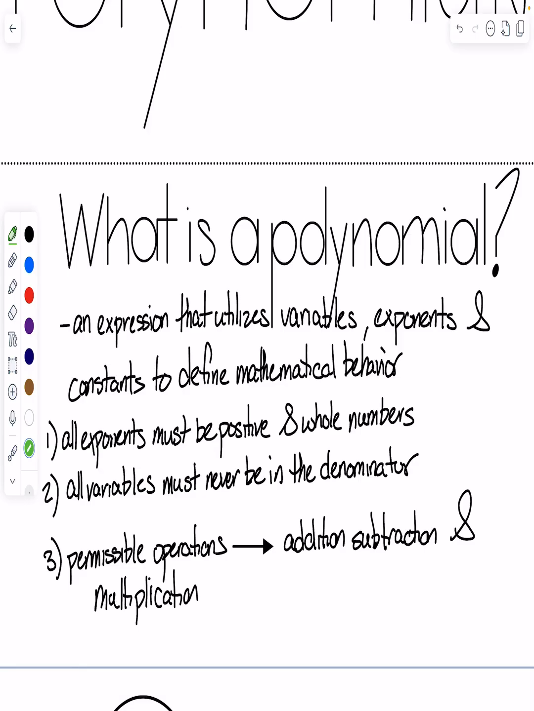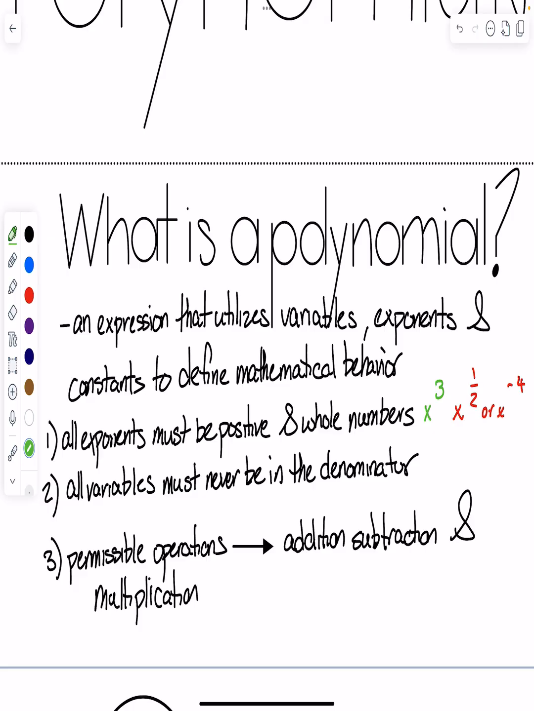So if I take a look at this, for example, x cubed, that is permissible. That has an exponent that is positive and it is a whole number. However, if I had this, for example, these two terms are not polynomial terms because 1/2 is not a whole number and -4 is not positive. Let's take a look at the second condition.